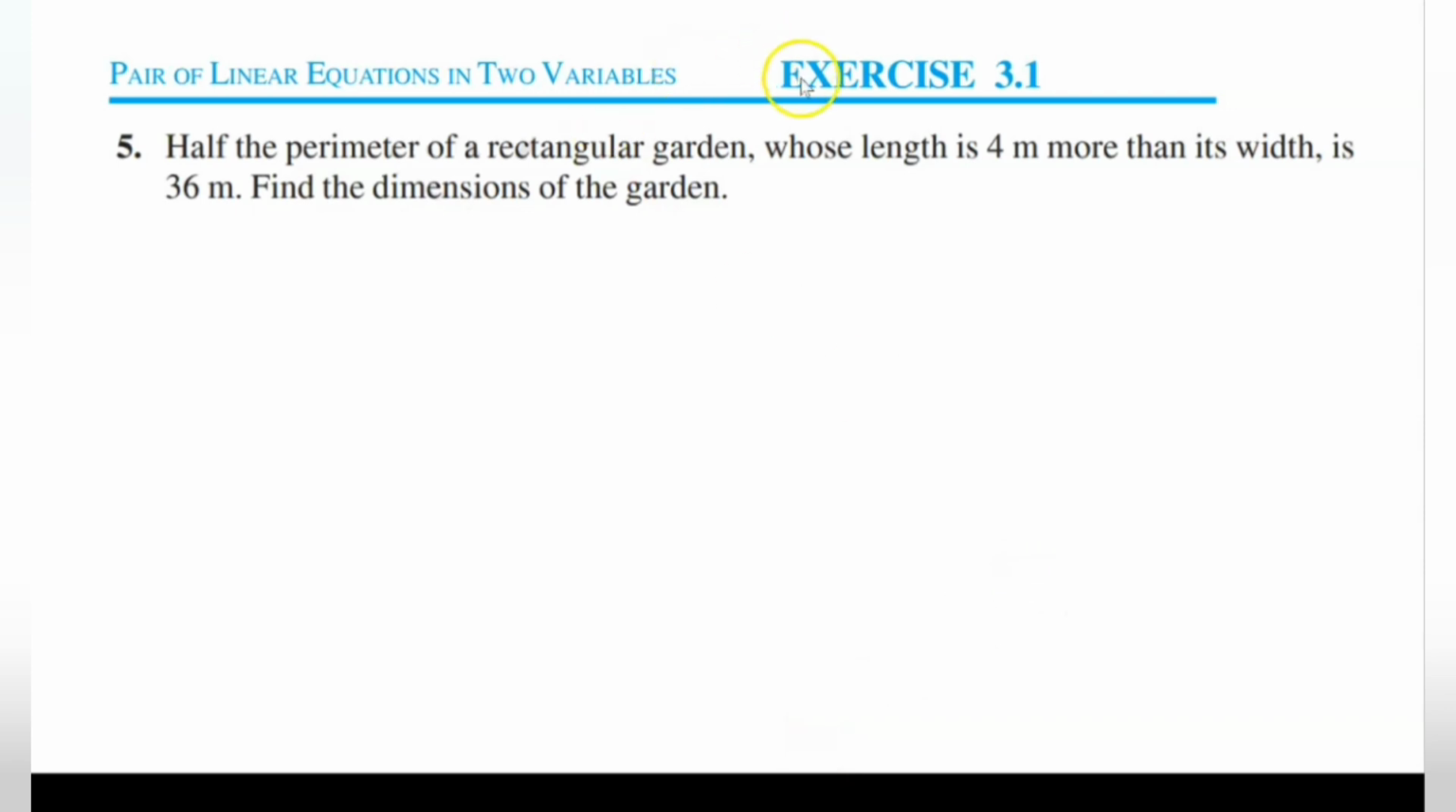Hello everyone. Today in this video let us continue the solutions from exercise 3.1, chapter number 3, pairs of linear equations in two variables from grade 10 NCERT book. Okay, coming to question number 5.